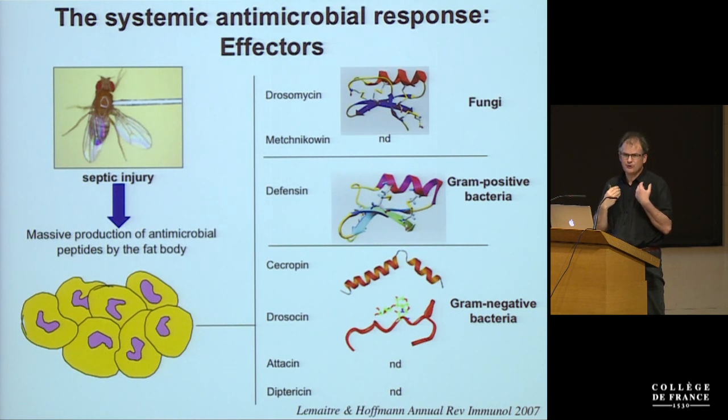But in humans, for example, they are produced in mucosa because you need to reach a high concentration. But because Drosophila have a small volume, you can produce those antimicrobial peptides to high titers. So this is something specific of small insects. In big insects, you will not see systemic production of antimicrobial peptides.